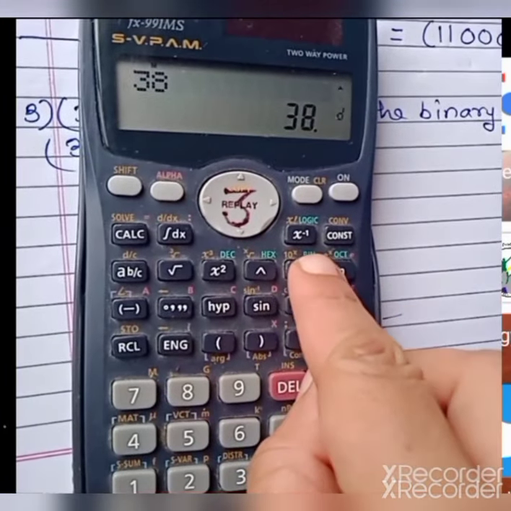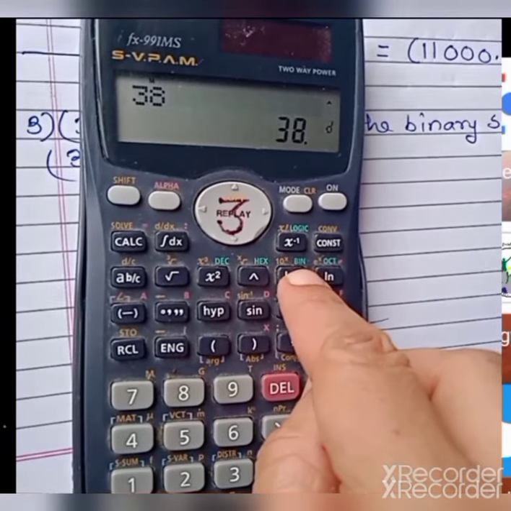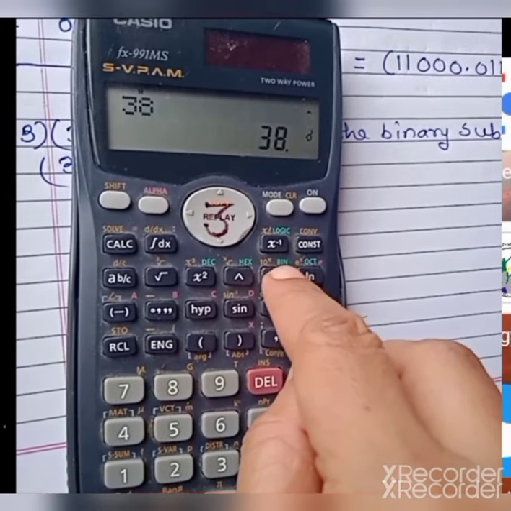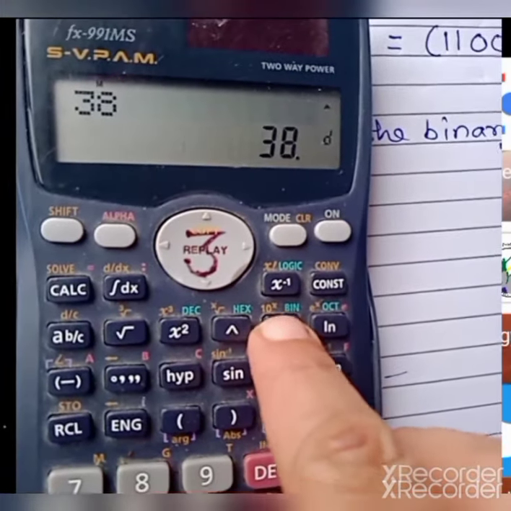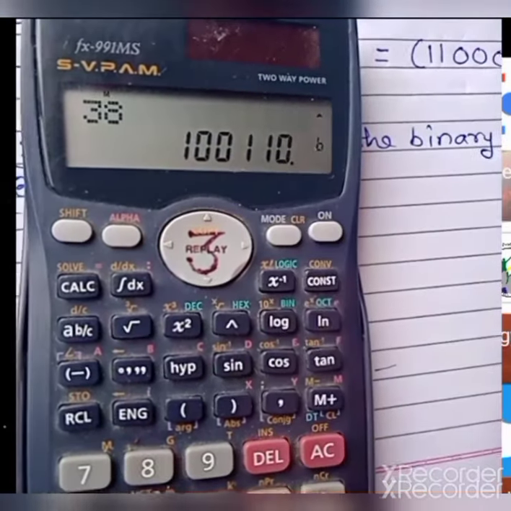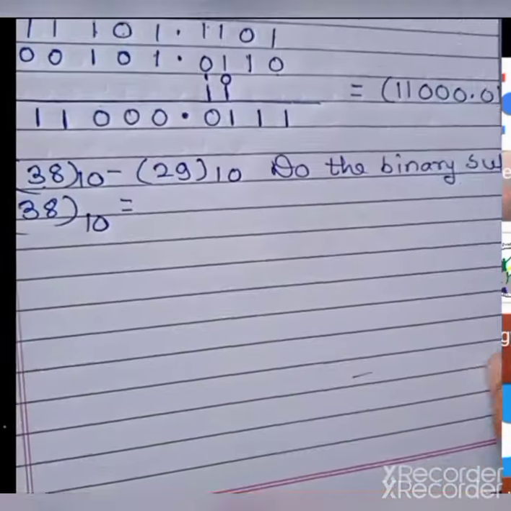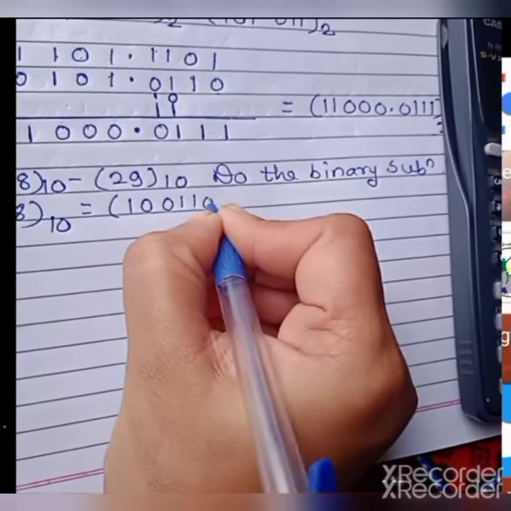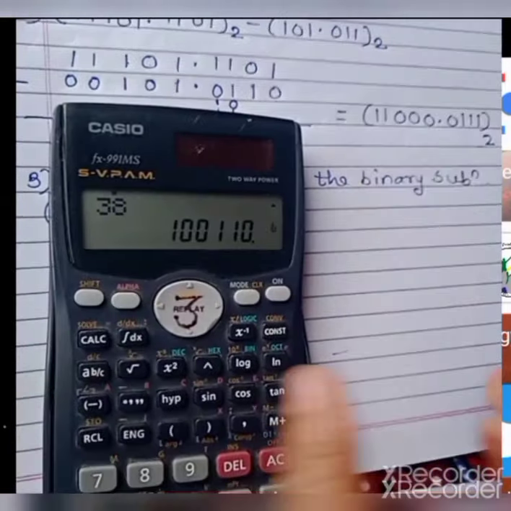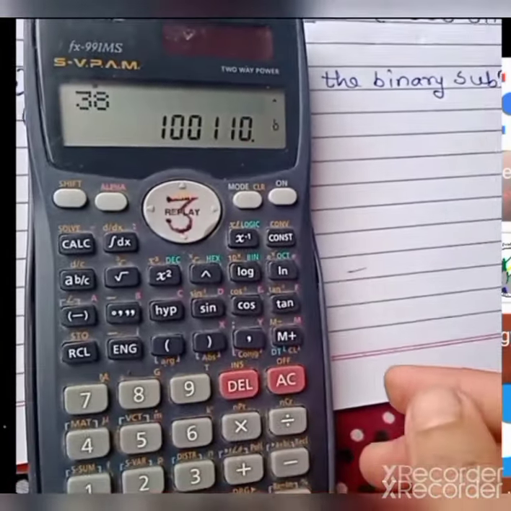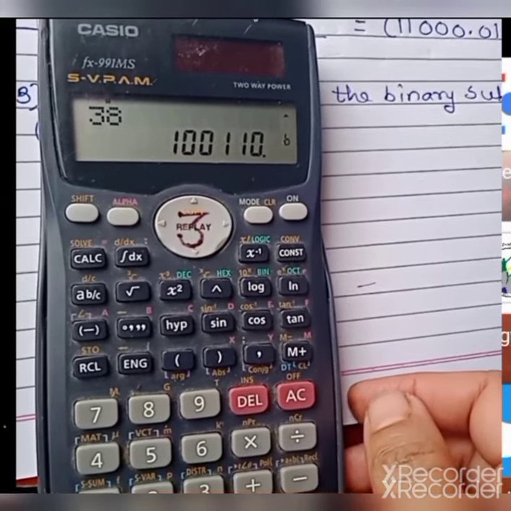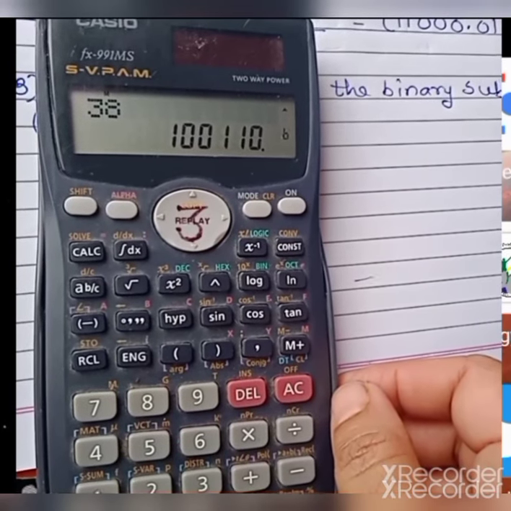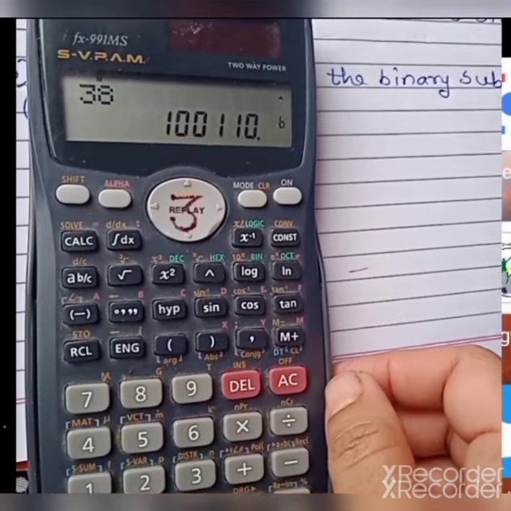Now you can see binary is written in green color. So just press the button below this binary. So we will get the binary number, that is 100110. So write 100110 to the base 2. This will happen with the help of the scientific calci only, and this is just for checking your answer, right? While doing the number conversion you have to follow all the rules.